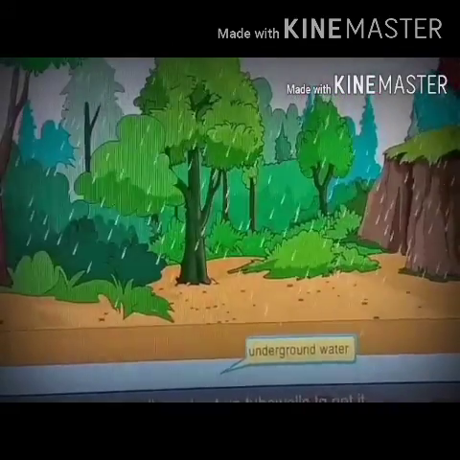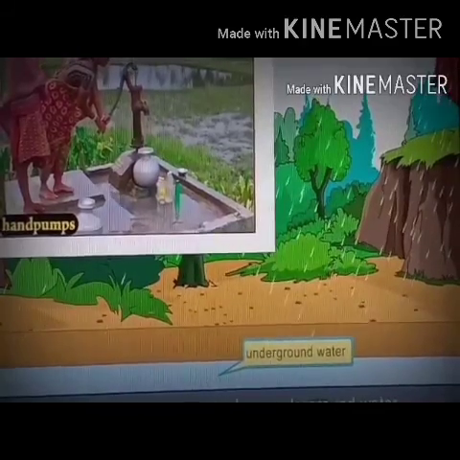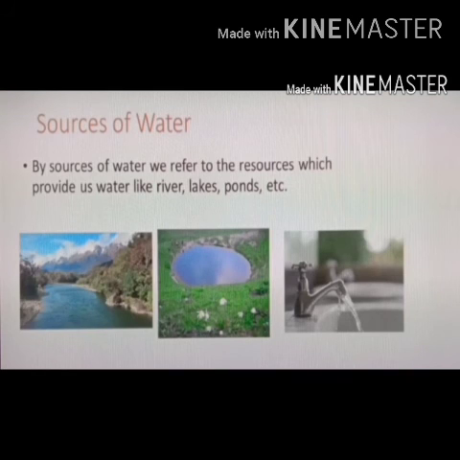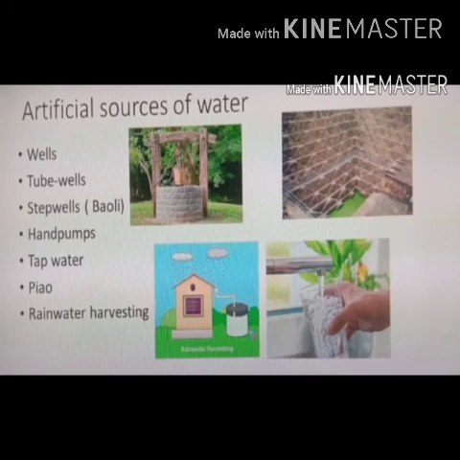Students, we have already learned the natural sources. There are two sources of water, natural sources and artificial sources. Natural sources are basically any kind of source or origin from where water can be obtained, like rain, river, lake, ponds, etc. And we have already learned about that in previous classes.